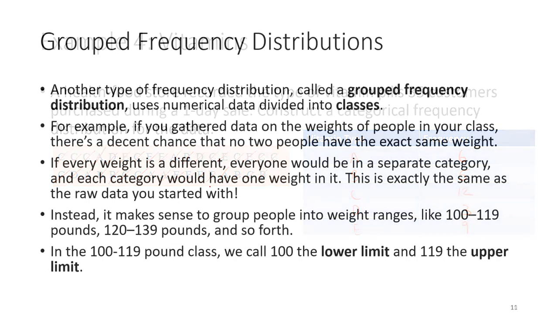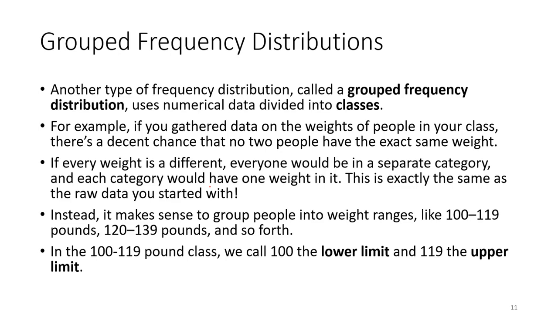Another type of frequency distribution is called a grouped frequency distribution. And this is where we have numerical data, and we take that numerical data and we divide it into classes. For example, if you gather data on the weights of everyone in your class, there's a pretty good chance that no 2 people are going to have the exact same weight. It's going to differ by some small amounts.